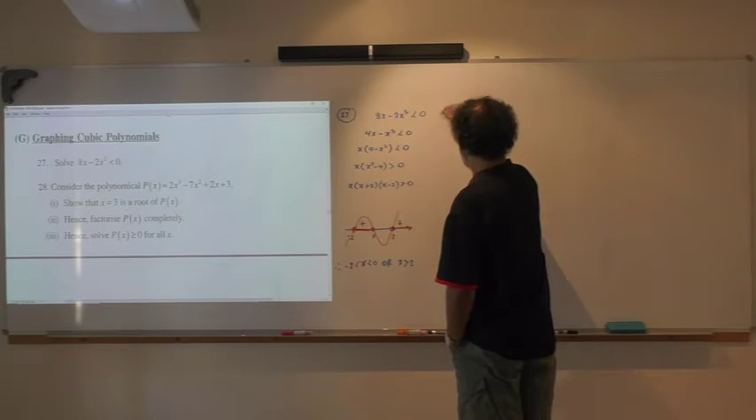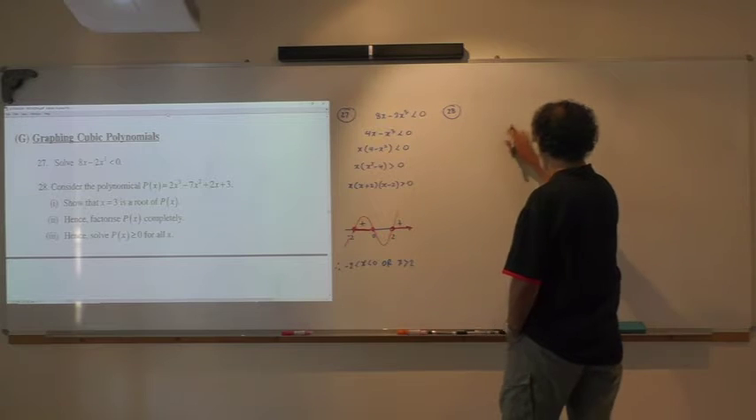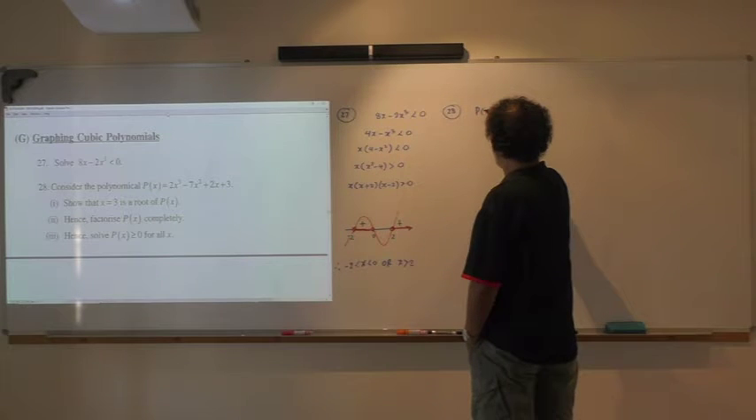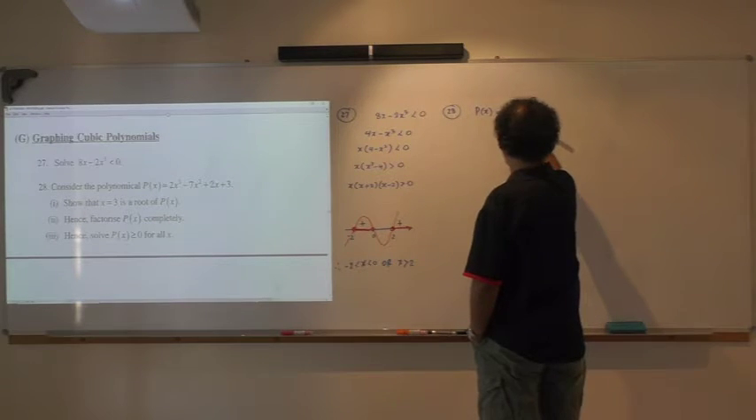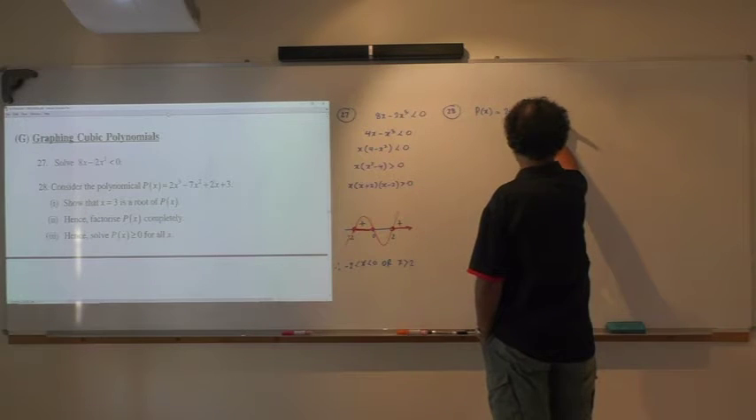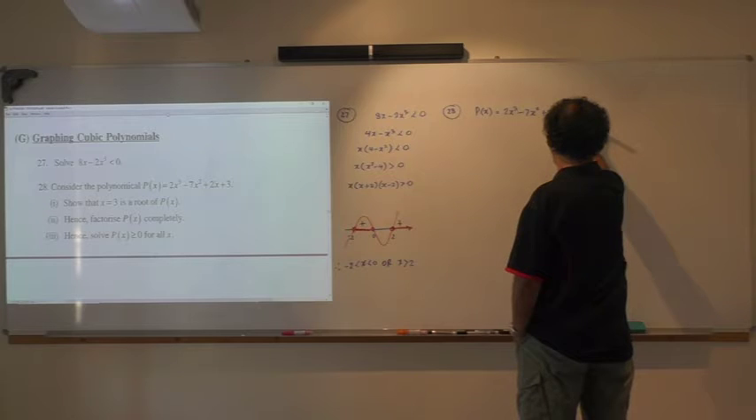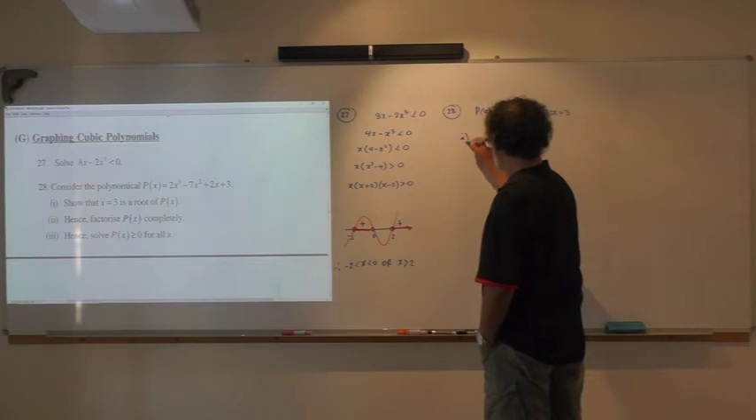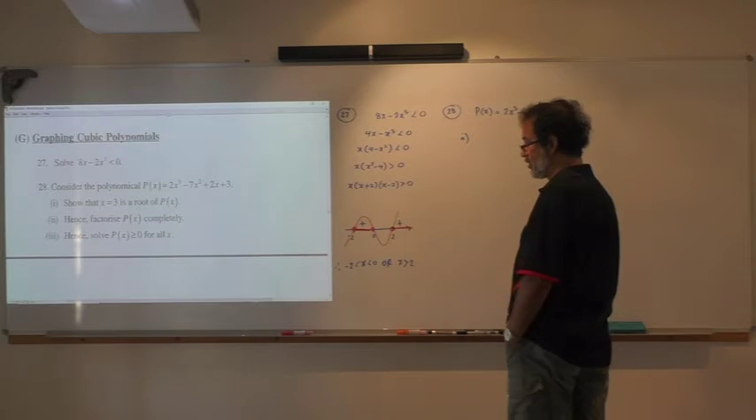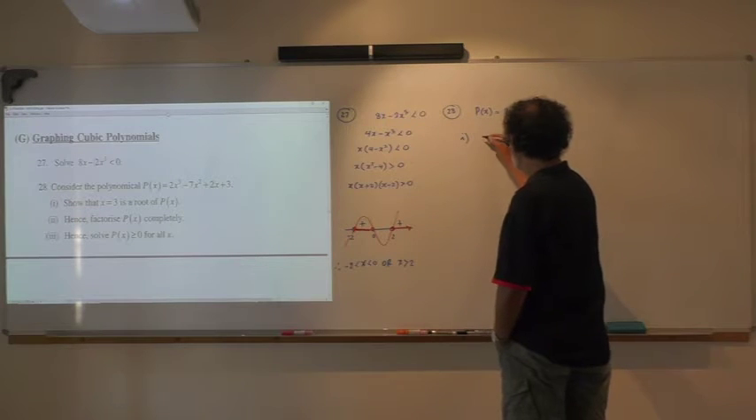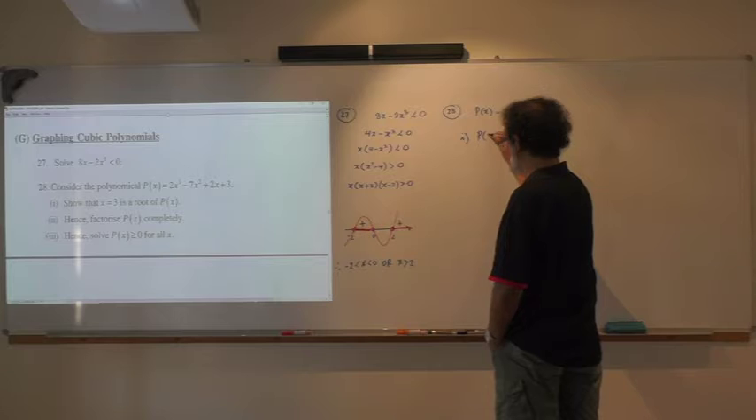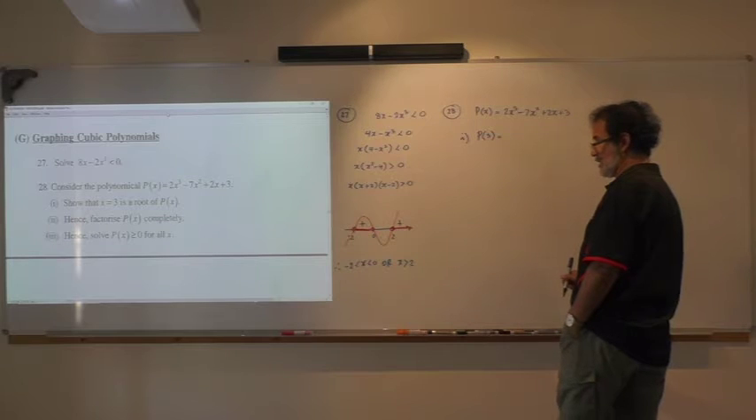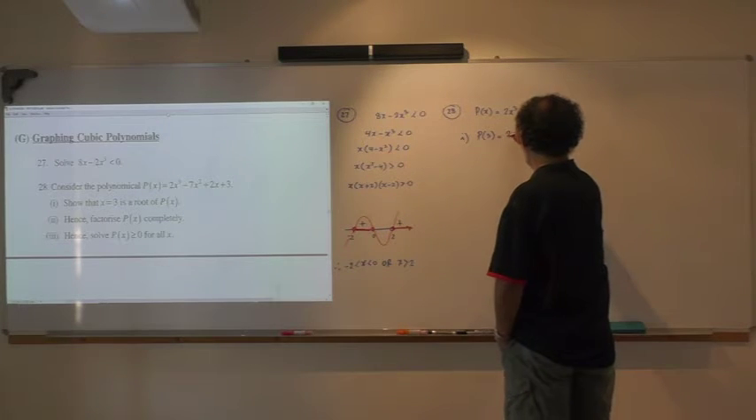And finally, question 28. Question 28 is made up of 3 parts. So we have this polynomial equal 2x cubed minus 7x squared plus 2x plus 3. In part 1, we're going to show that x equal 3 is a root of that. That is quite simple, because all we have to do is see what happens when x equal 3. If the answer is 0, then yes, x equal 3 is a root. Okay, so let's do it.